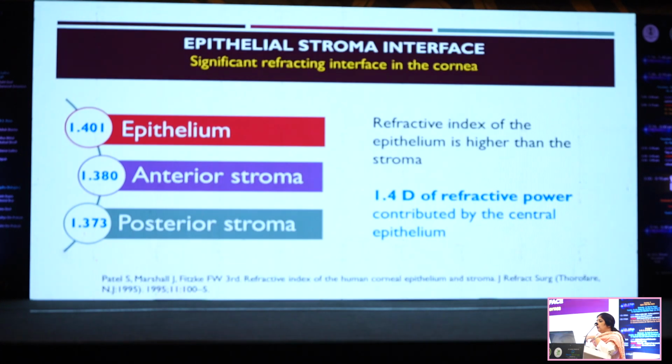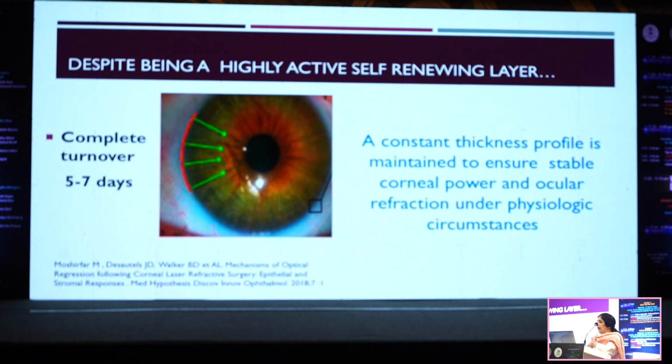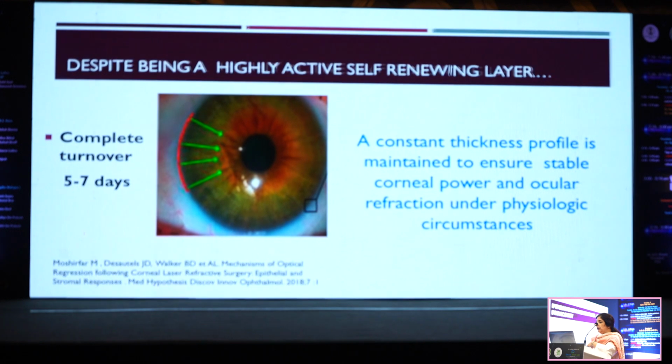Now, the other thing which we often don't realize is that the epithelial stromal interface forms a significant refracting interface in the cornea. And that's because the refractive index of the epithelium is higher than the stroma. And the central epithelium contributes to approximately 1.4 diopters of refractive power in addition to the refractive power of the cornea. And despite being a highly active self-renewing layer with a complete turnover in 5 to 7 days, under physiological conditions, a constant thickness profile is maintained so that a stable corneal power and ocular refraction is maintained.